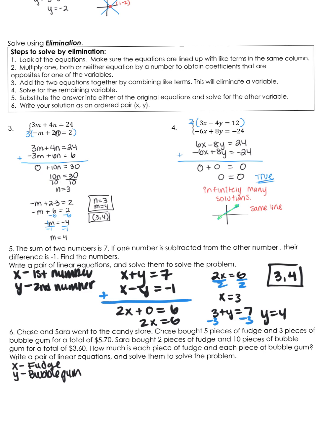Now, second sentence, Chase bought 5 pieces of fudge and 3 pieces of bubble gum for a total of $5.70. How can I make an equation out of that? 5 plus 3 equals. So we're actually going to do 5 times the fudge first. Since X is the fudge, that's going to be the cost of the fudge, right? So we're going to do 5 times X, since that's the fudge, because we need our X's and our Y's in there. Plus, how many bubble gums did he buy? 3Y equals 570. Because if he buys, let's say each piece of fudge is 50 cents, right? Multiply that by 5, and that's how much money he spent on fudge. And each piece of bubble gum is 10 cents. Multiply that by 3, and that's how much he spent on bubble gum.